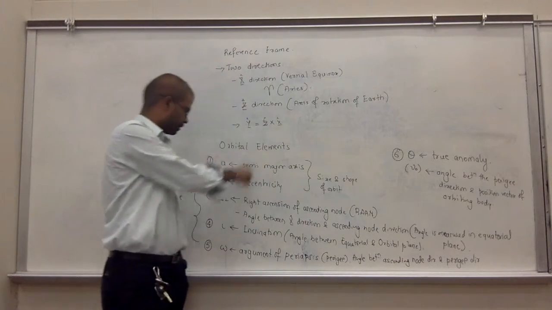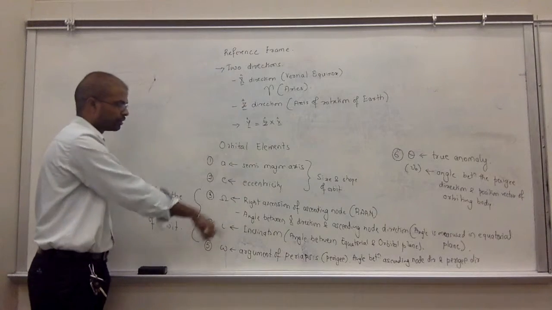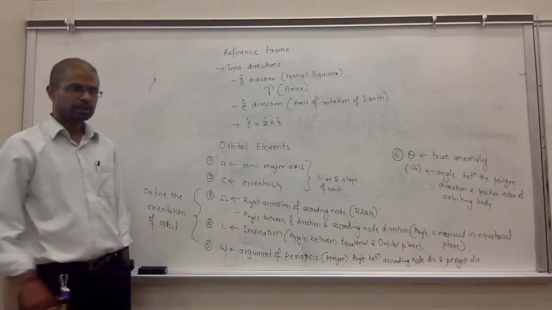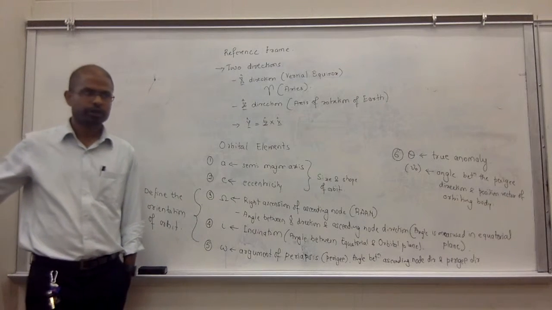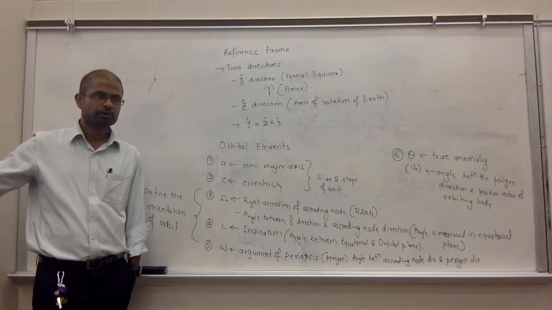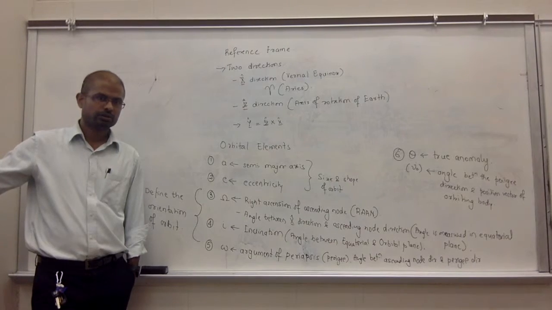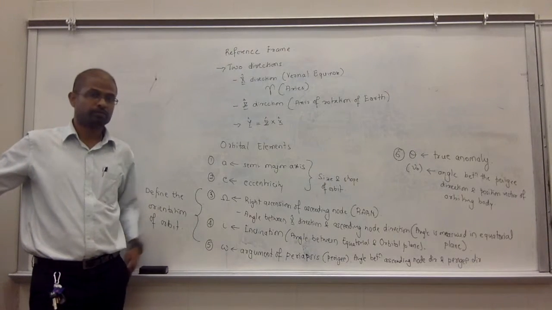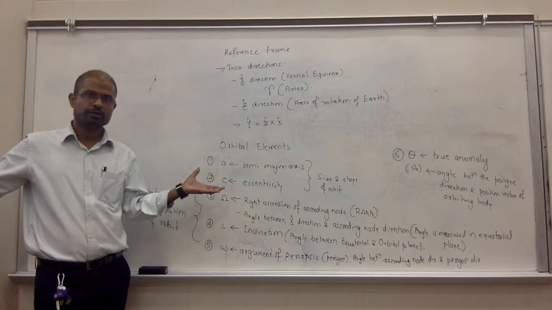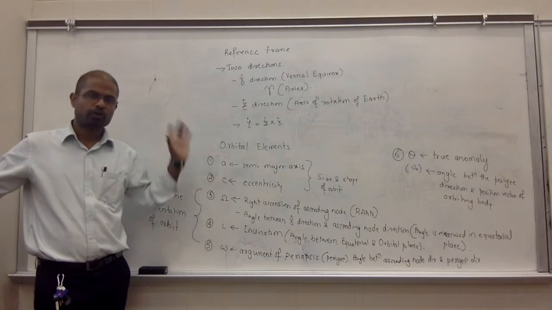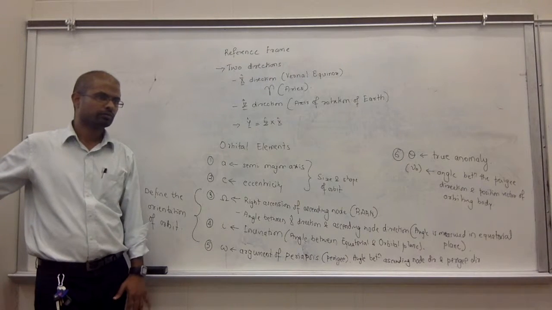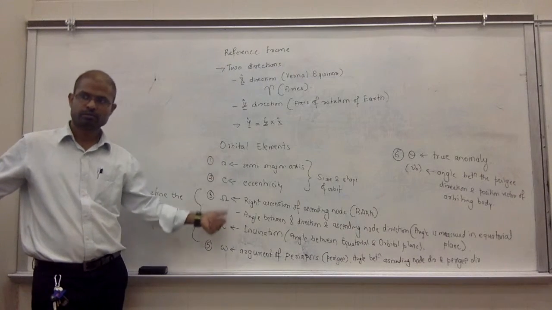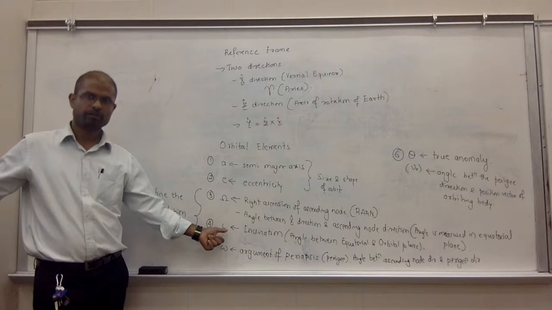All these parameters, for any given orbit, will always remain the same. You agree? 1 through 6 will remain the same? 1 to 5 remain the same. Think about this. If you want to uniquely define an orbit, you will need these.